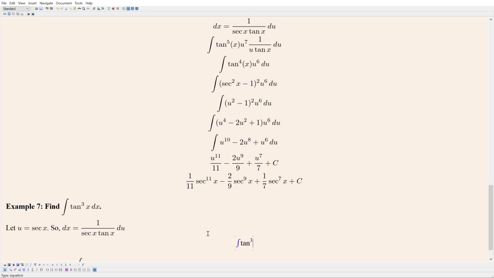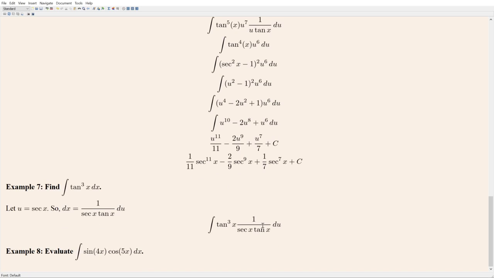So we have tan cubed of x, and then instead of dx, I'm going to write all of this, like so. Alright, so one of the tangents gets cancelled, and also secant is the same as u, so we may as well write that. So we have tan square over u du left over.